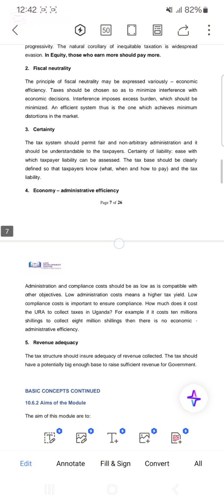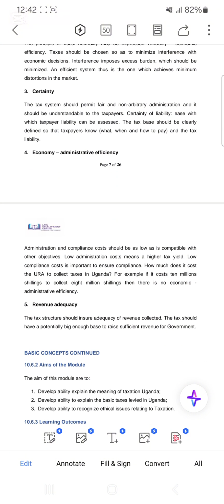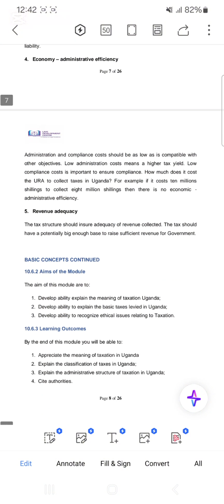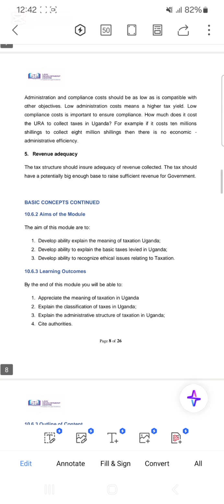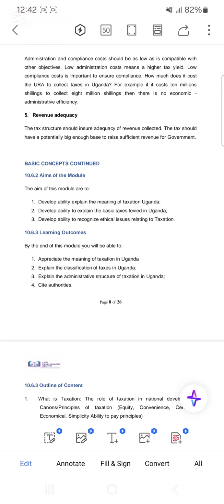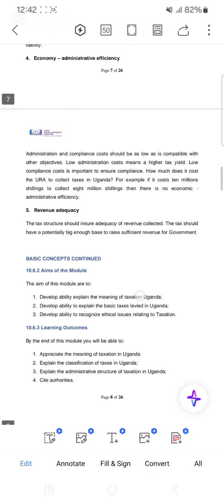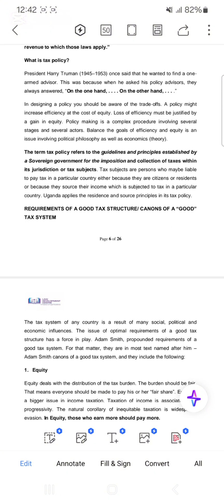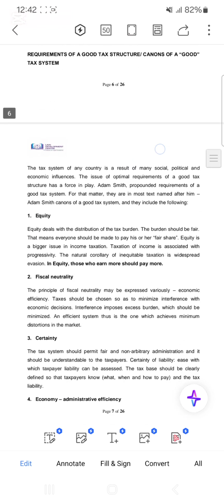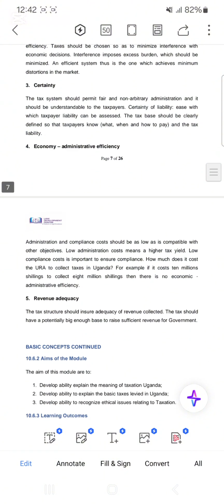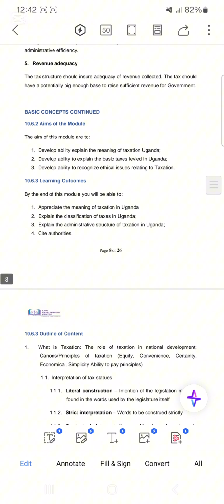Two, fiscal neutrality. The principle of fiscal neutrality may be expressed variously. Economic efficiency: taxes should be chosen so as to minimize interference with economic decisions. Then certainty: the tax system should permit fair and non-arbitrary administration and should be understandable to the taxpayers. Economy: administration and compliance costs should be as low as possible. Revenue adequacy: the tax structure should ensure adequacy of revenue collected. So basically those were the requirements of a good tax system, or canons of a good tax system, to include equity, fiscal neutrality, certainty, economy, and revenue adequacy.